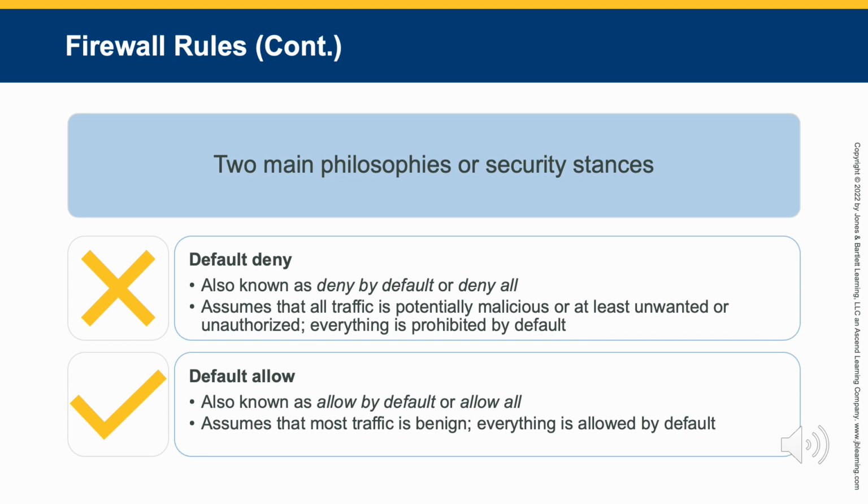There are two main philosophies or security stances in firewall rules. It's either default deny or default allow. Default deny, also known as deny by default or deny all, assumes that all traffic is potentially malicious or at least unwanted or unauthorized. Everything is prohibited by default. Just the opposite, default allow, also known as allow by default or allow all, assumes that most traffic is benign, so everything is allowed by default.